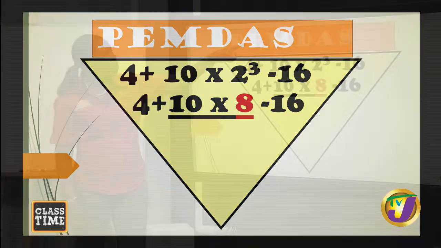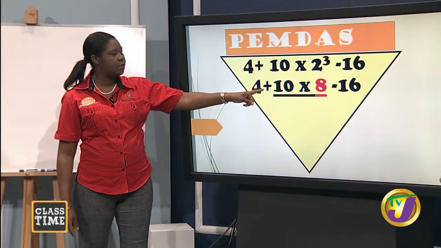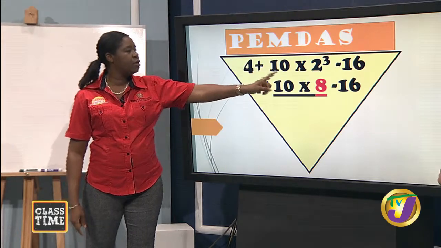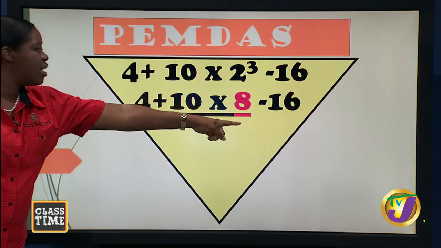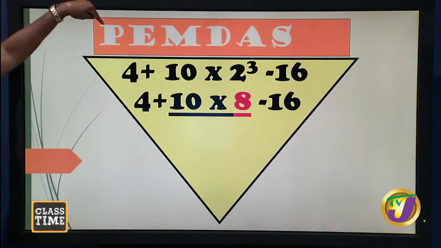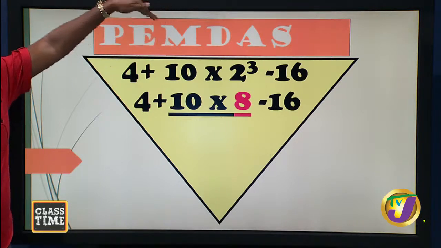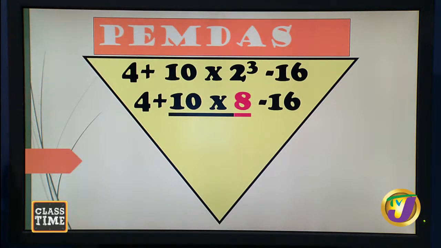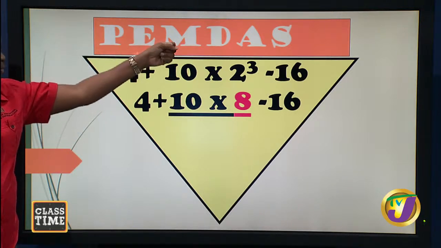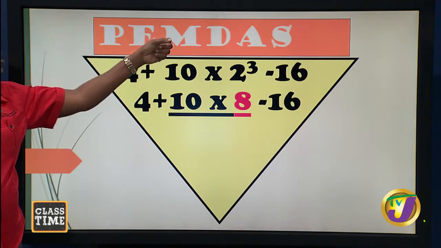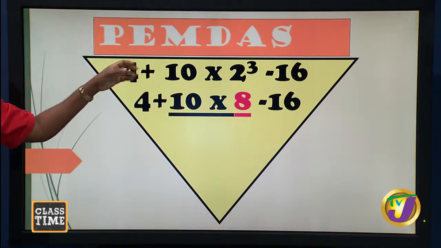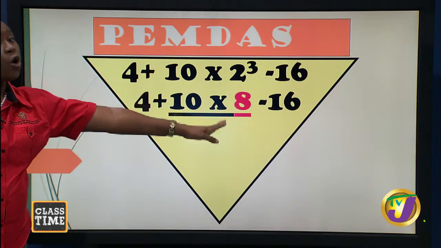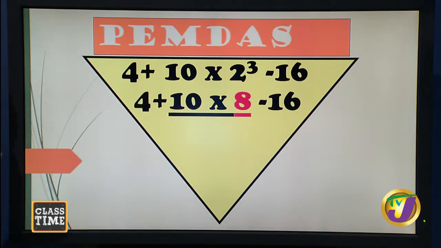So we have done the exponent, and now we're left with addition, multiplication, and subtraction. So which operation comes after exponent? I'm seeing multiplication next, before the addition and subtraction. Very good. So we'd work our multiplication before we do the addition or the subtraction based on PEMDAS.